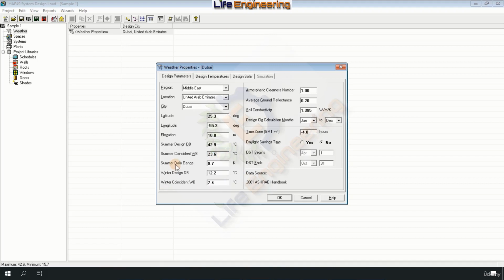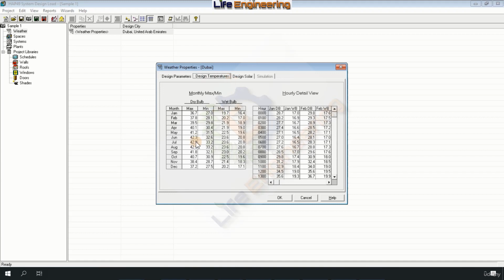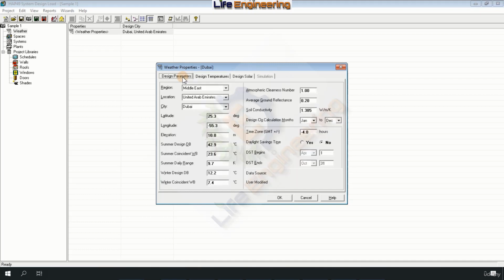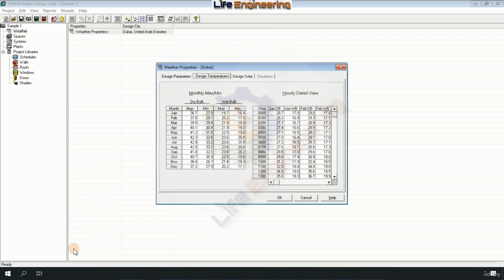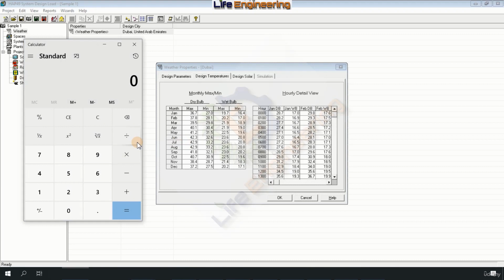The next item is summer daily range. It's not straightforward in ASHRAE. They have adjusted it. If we look here at the design temperature, where is the extreme month, this one and this one, and this is the maximum and minimum. The difference between them is the summer daily range. So the difference between this value and this value is 9.7. We can check it: 42.9 minus 33.2 equals 9.7.